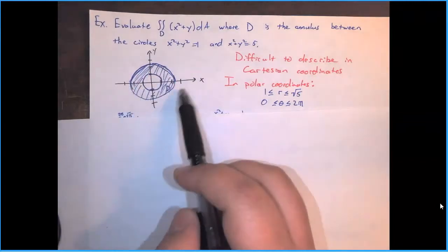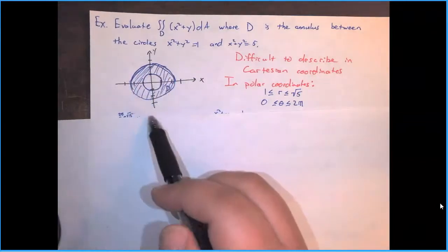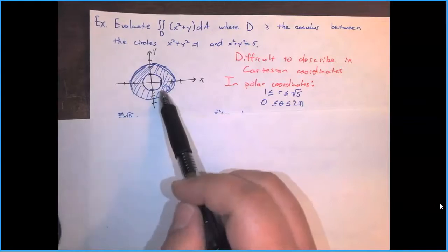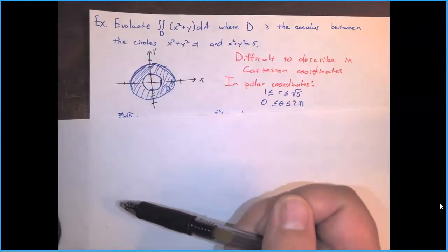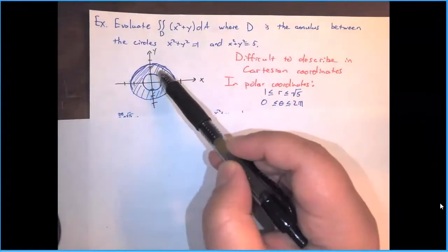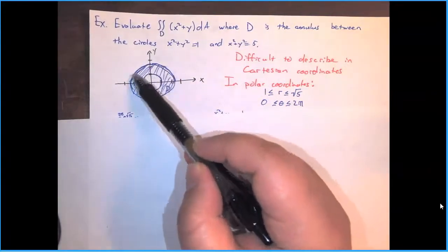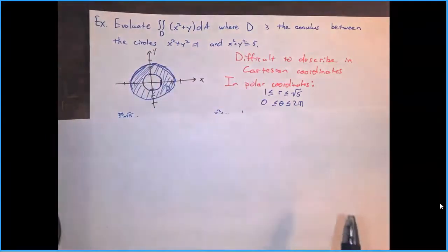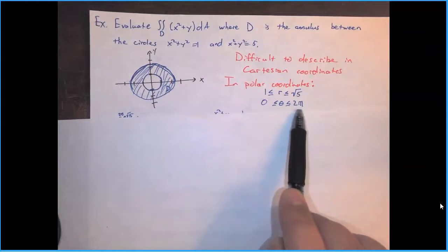If I wanted to describe this region in Cartesian coordinates and set up bounds of integration, I would need to set up 4 integrals. And you can look at that and see if you can see why I would need to set up 4 integrals. In polar coordinates, however, this is another polar rectangle, because r just goes from 1 to square root of 5, no matter where I look. And theta goes all the way around, so theta goes from 0 to 2 pi. So I get these bounds in polar coordinates, and it's a much easier integral.